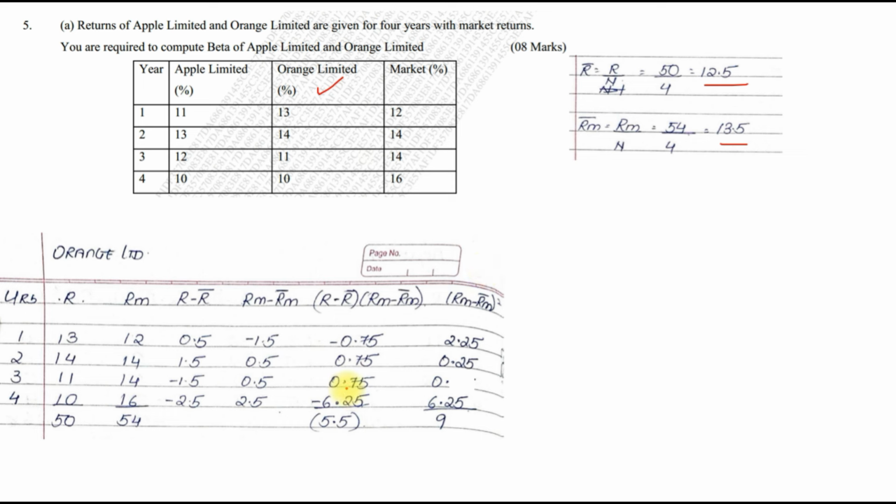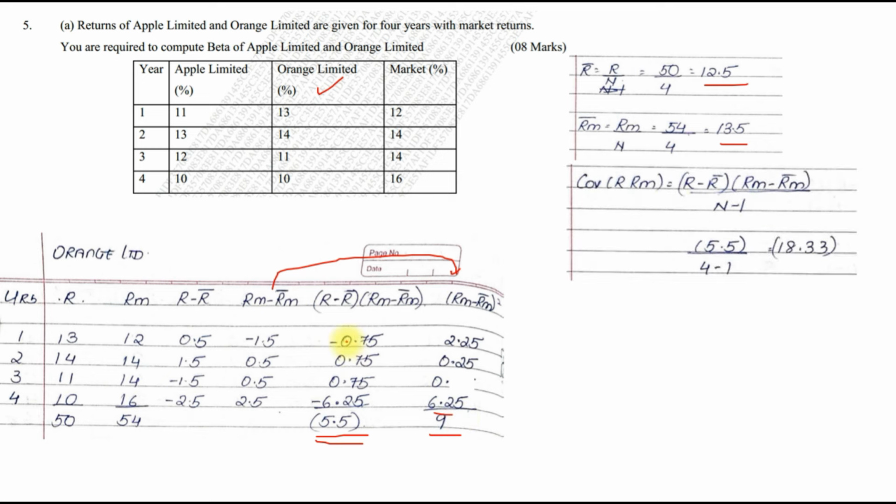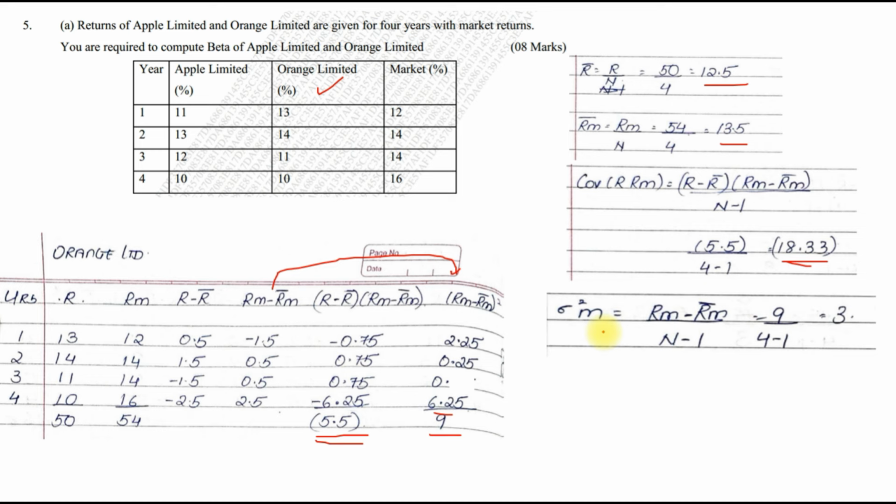Then we multiply these two columns. Okay, we get the value as negative 5.5, and then we get the square of RM minus RM bar, the whole square. The total comes to 9. Once we get that, we need to first find covariance. So that will be negative 5.5 upon 4 minus 1, which comes to negative 1.83. Then we need to find standard deviation square M, that will be 9 upon 3, which comes to 3, and then beta is equal to negative 1.83 upon 3, which comes to negative 0.61.